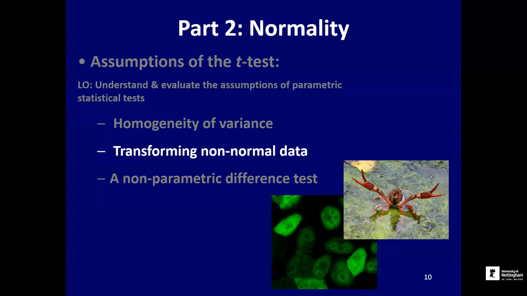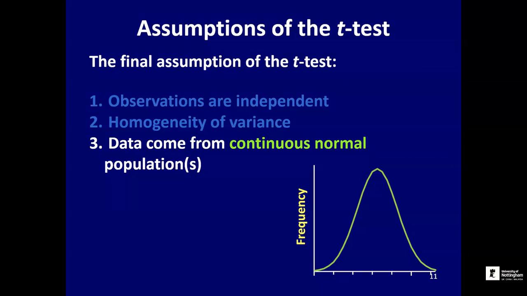So we're going to look in particular in this section at how to deal with situations in which the data are not normal, and one way that we can deal with it is to use a transformation, a mathematical transformation, to change the shape of the distribution until it is normal and then perform a t-test as planned.